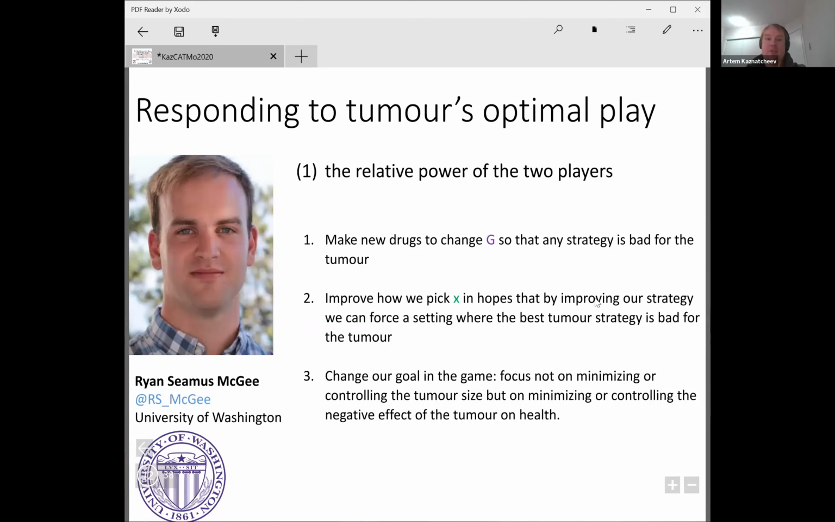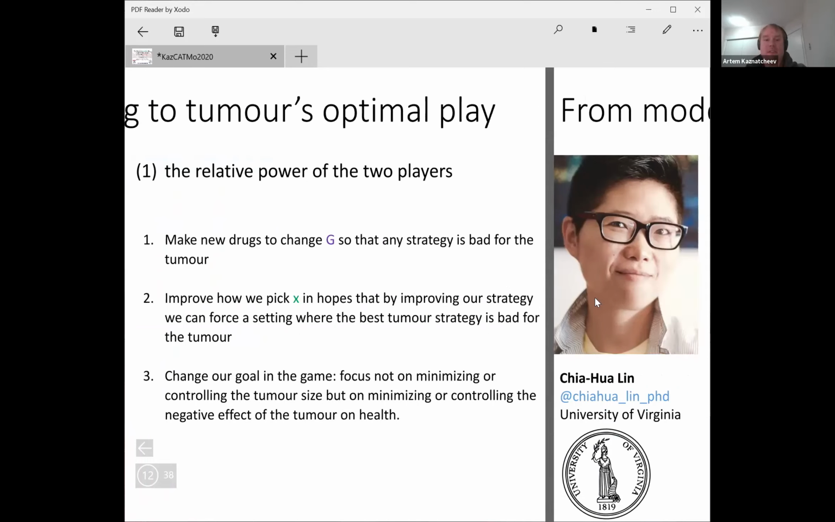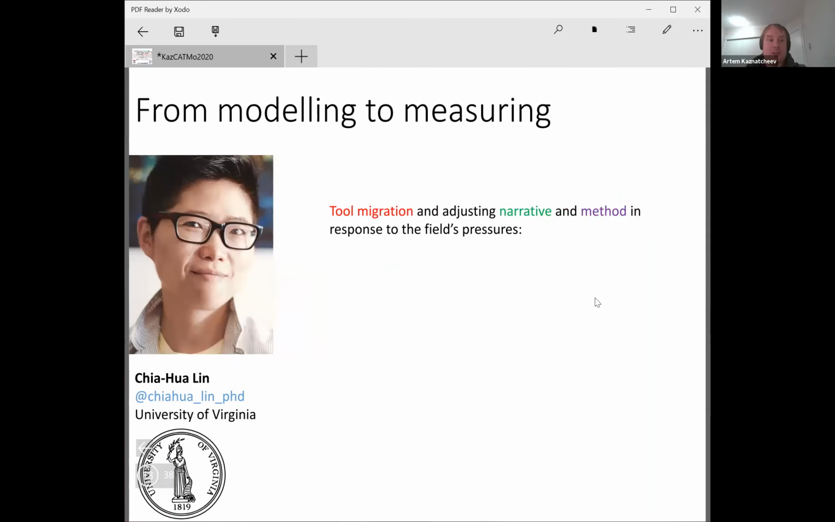Now, the other question, of course, is how do we know the rules of the game that's being played? And for this, I learned a lot from Chia-Hua. She's a philosopher of science, and she approached me about a year ago because she was interested in tool migration, and mathematical oncology seemed just like the place to look at tool migrations in action, right?